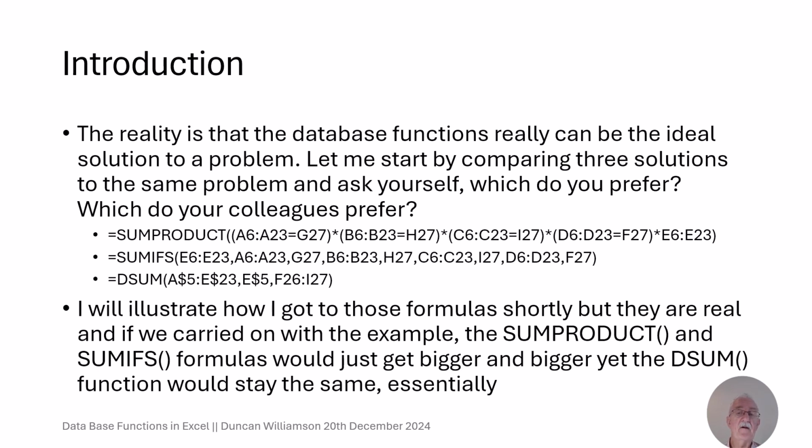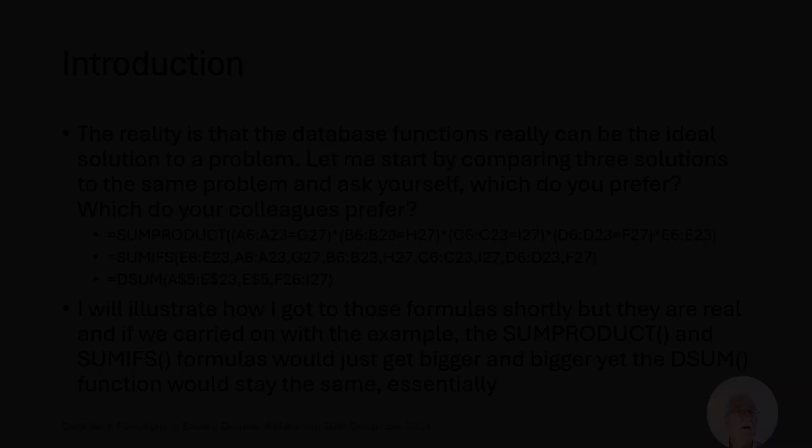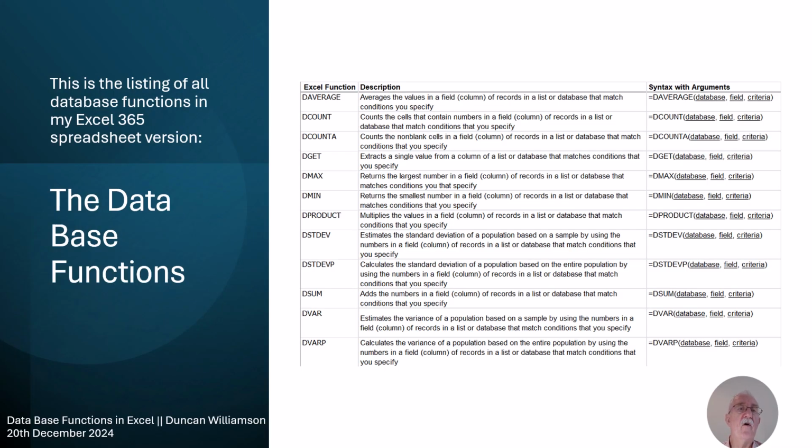And if we carried on with the example, the SUMPRODUCT and the SUMIF formulas would just get bigger and bigger. Yet the DSUM function would stay the same essentially. Just for reference, this is the listing of all the database functions in my version of Excel 365. And there we are, DAVERAGE. I like to call that DAVERAGE, by the way. DCOUNT, DCOUNTA, all the way down to DVARP, variance of a population, and there's a description of them and the syntax.